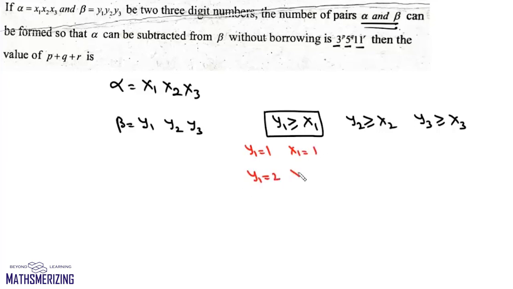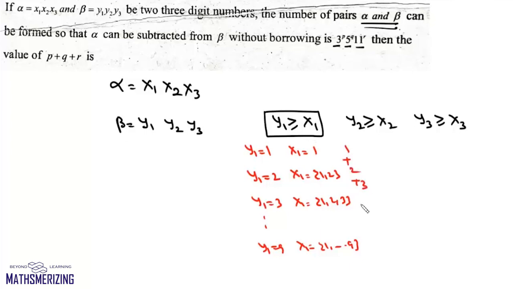If y1 is 2, then x1 can take 2 values, 1 and 2. If y1 is 3, then x1 can take the values 1, 2 and 3. And if y1 is 9, x1 can take the values from 1 to 9. So the number of total possibilities is 1 plus 2 plus 3 up to 9, which is n into n plus 1 by 2, and it will be simply 45. So there are 45 ways possible to choose x1 and y1, and we can write 45 as 5 into 3 square.